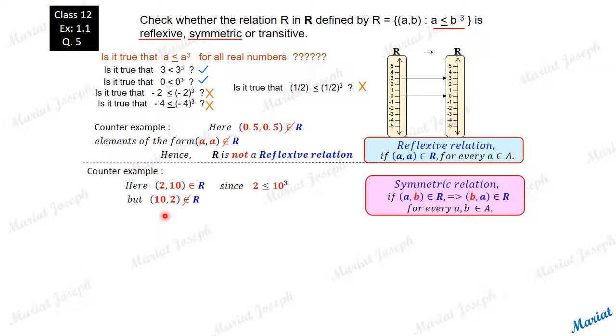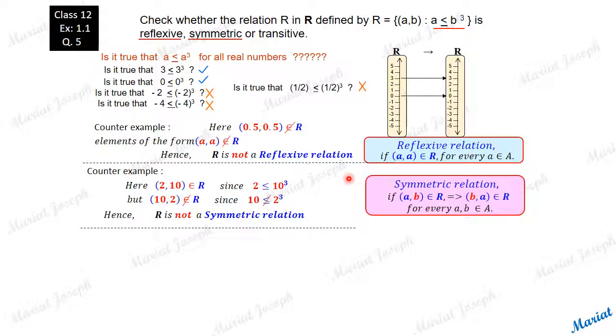But let's say (10, 2), the reverse one. Will it belong to the relation? Check. a is 10, b is 2. 10 less than or equal to 2 cube. 2 cube is only 8. 10 is not less than or equal to 8. Therefore, (10, 2) cannot belong to the relation. This is the reason. So we could get a pair (a, b) that is there in the relation, but its reverse pair is not found in the relation. So this numerical example can be treated as a counter example. So this relation is not a symmetric relation.